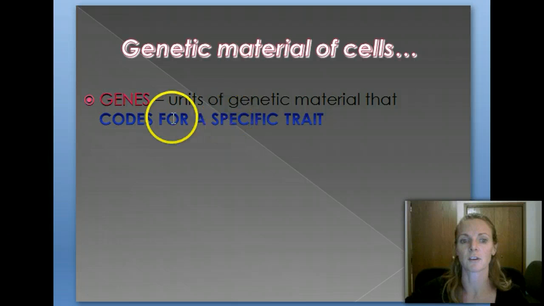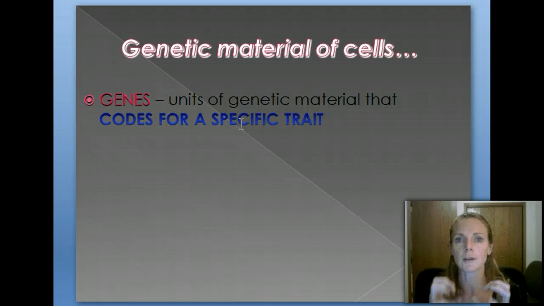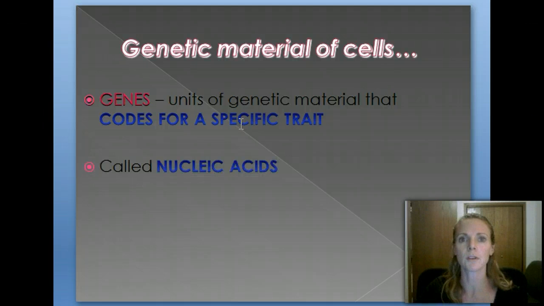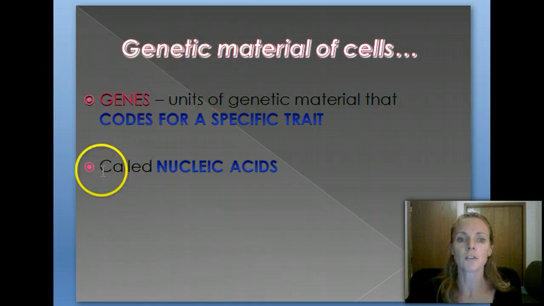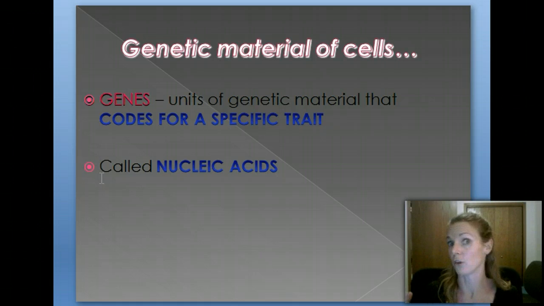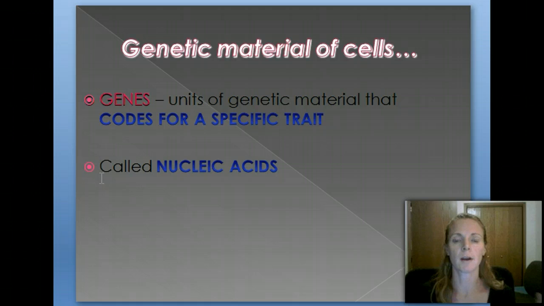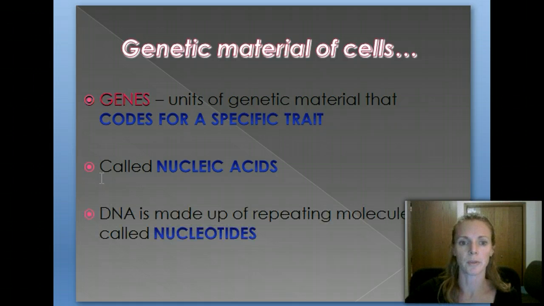So, the genetic material of cells, we call genes. They're a unit of genetic material that codes for a specific trait, okay? Every single gene codes for something about who you are and what you look like. But not just physically, internally as well. So it's really kind of cool when you think of it that way. Genetic material is also called nucleic acids. And if you remember, DNA stands for deoxyribonucleic acid, okay? Those are all the different components of DNA. So we will talk about each of those components as we go through this section.